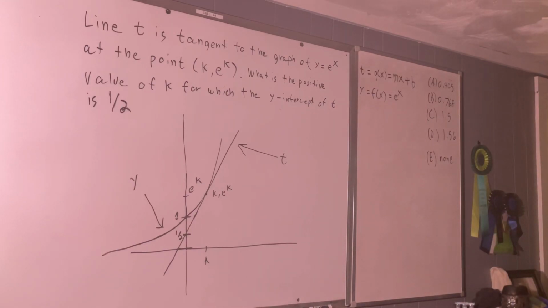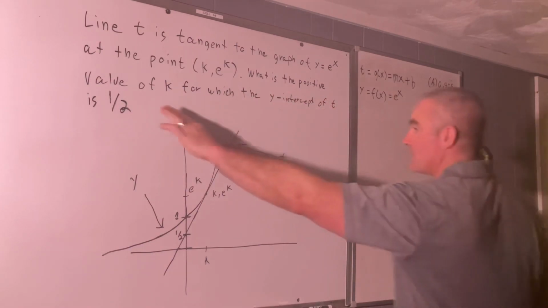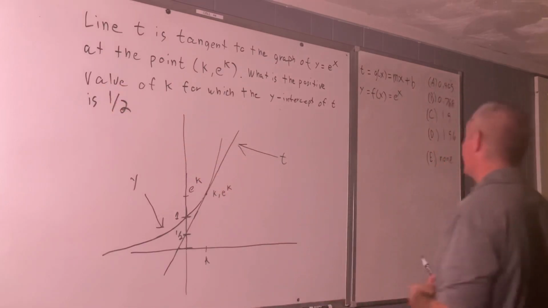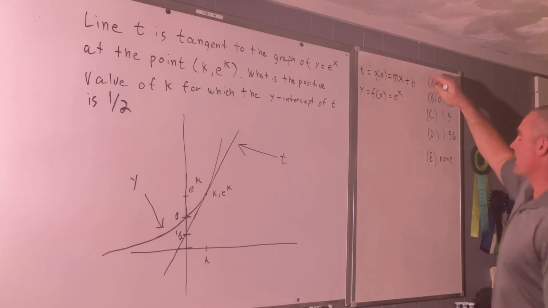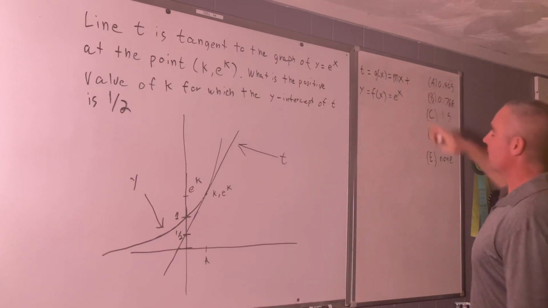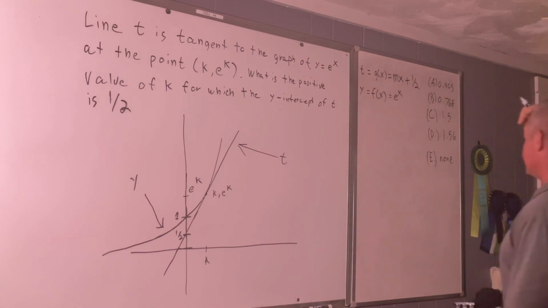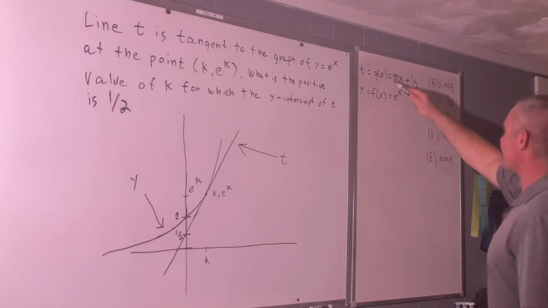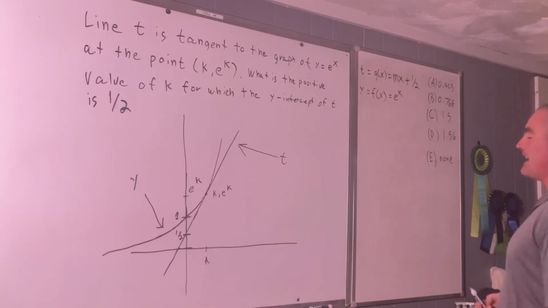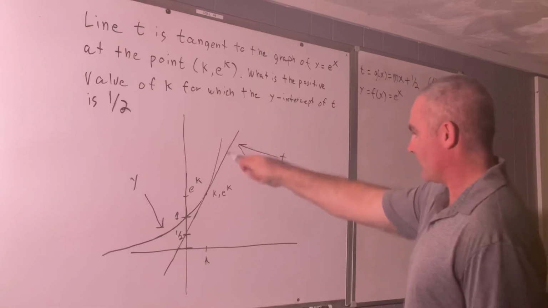Okay, well, how can we go further? Well, we are given that the y-intercept of t is 1/2. All right, so what corresponds to the y-intercept? It's this value b. All right, so b is 1/2. So we've gone a little bit further. Okay, what do we know about the slope? Well, nothing yet, but we do definitely know a lot about the slope of this curve right here.